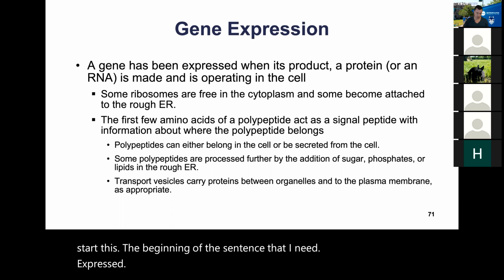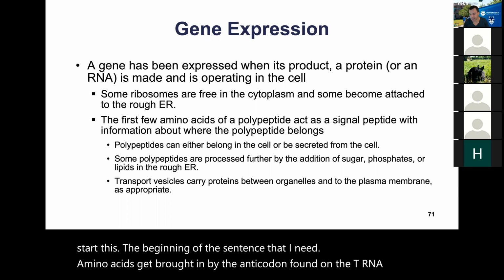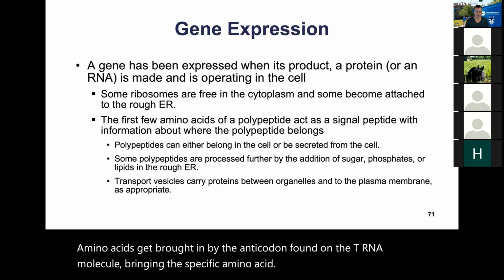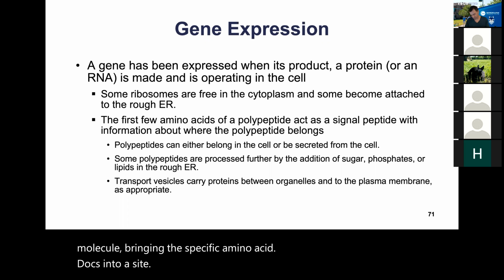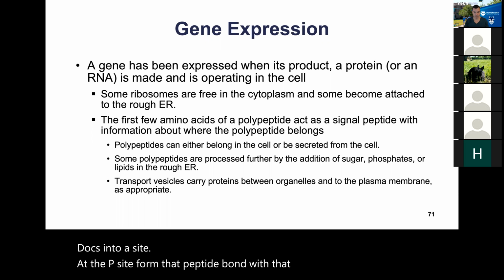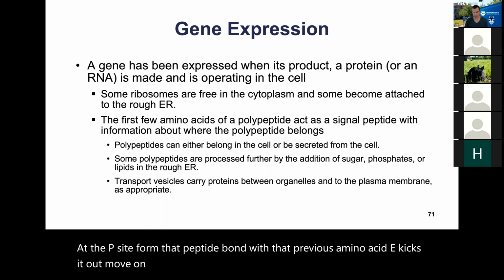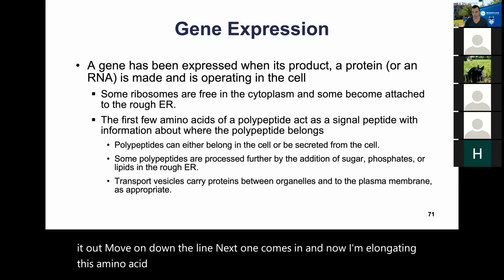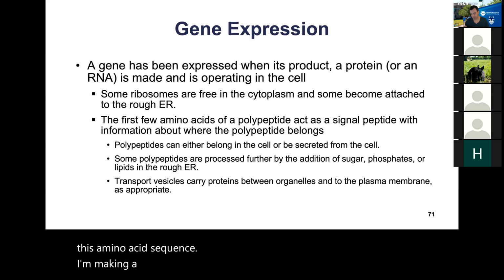Amino acids get brought in by the anticodon found on the tRNA molecule, bringing the specific amino acid. Docks into the A site. At the P site, form that peptide bond with that previous amino acid. E kicks it out, move on down the line. Next one comes in, and now I'm elongating this amino acid sequence. I'm making a polypeptide. Get to the stop codon, boom, ends the process. The polypeptide goes out. This is my protein.